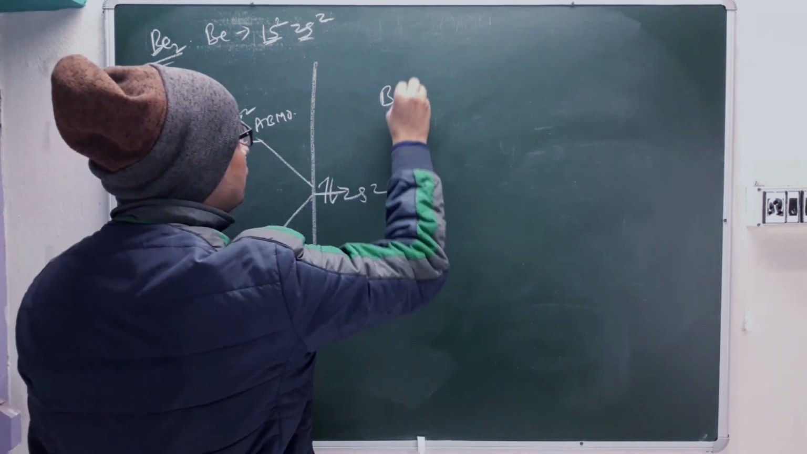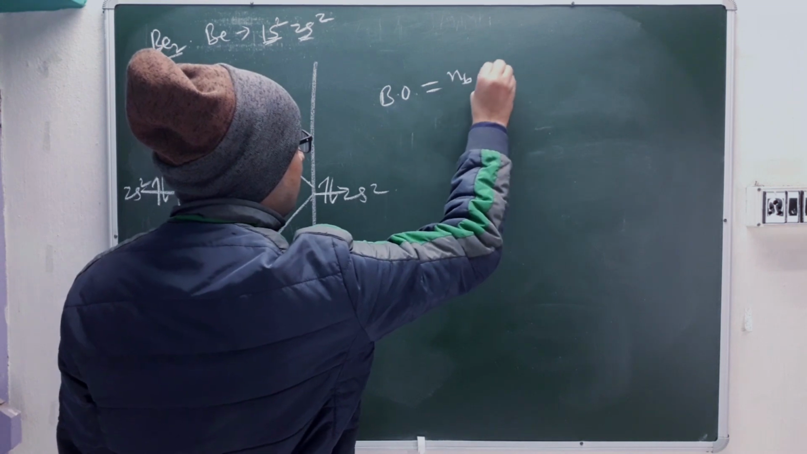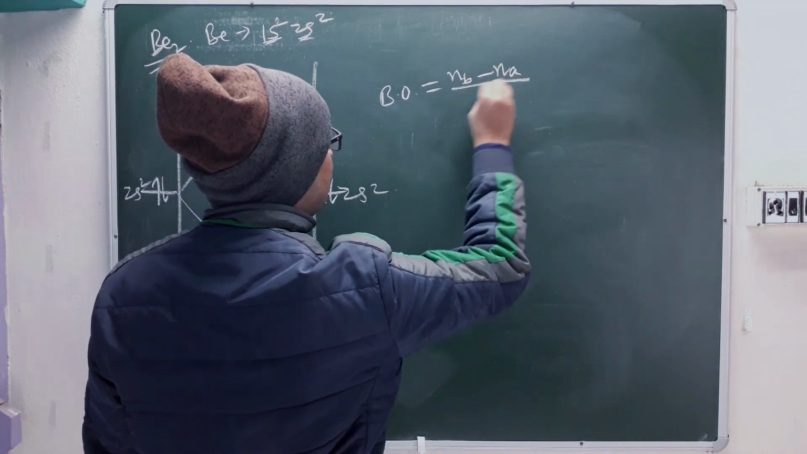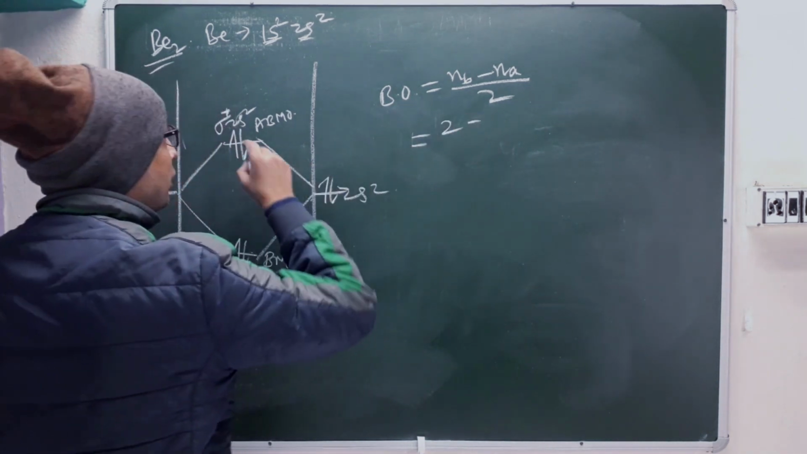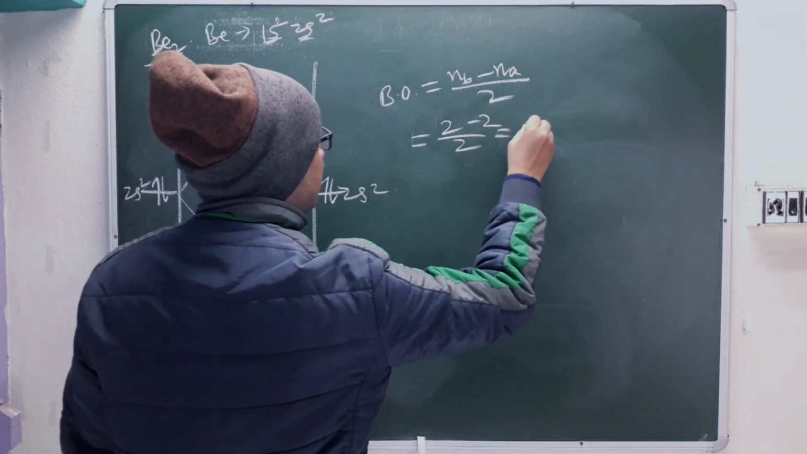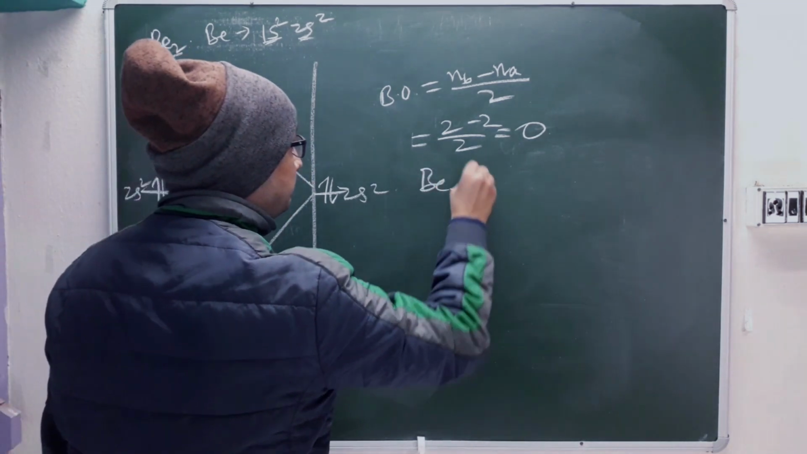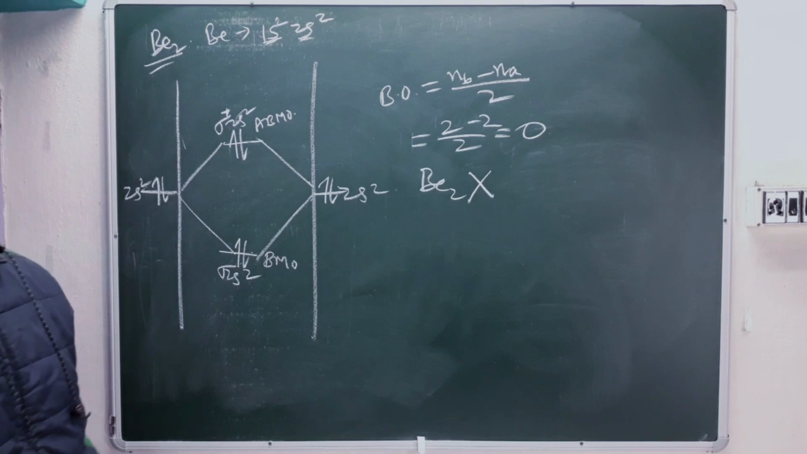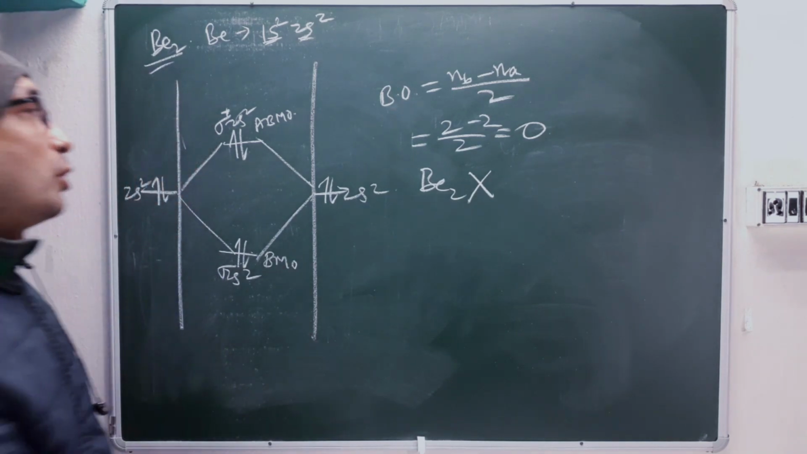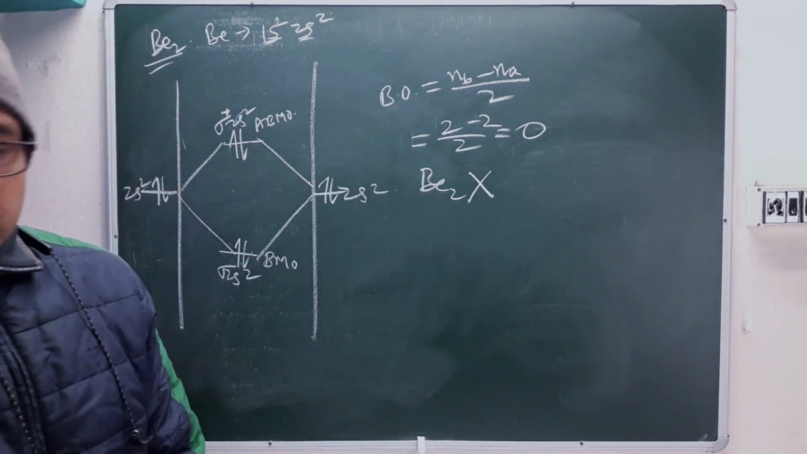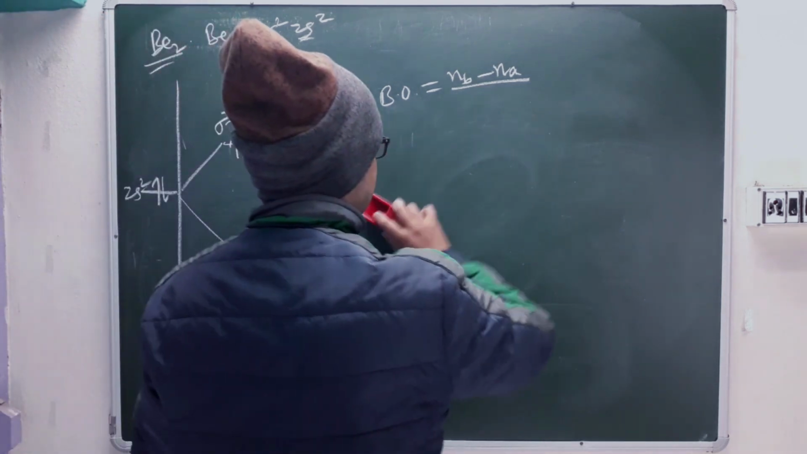Now bond order equals number of electrons in bonding molecular orbital minus number of electrons in anti-bonding molecular orbital, divided by 2. So how much is it coming for bonding? It will be 2. Anti-bonding it is 2, divided by 2. So total it will be 0. That means this beryllium 2 is not existing. This molecule is not existing, because bond order is 0. Correct? So next we will take what comes after beryllium. What is coming? Boron. Let's see.